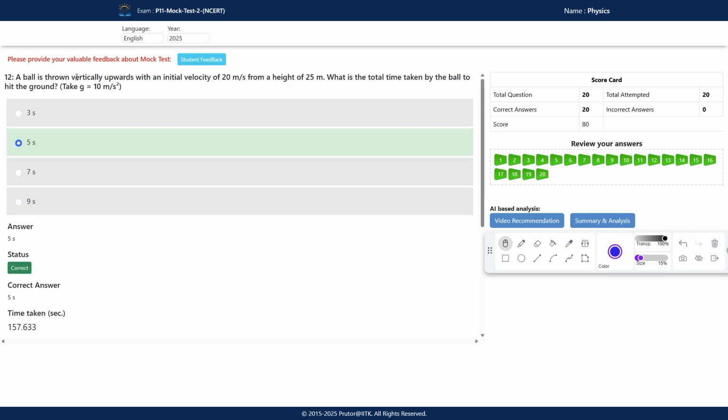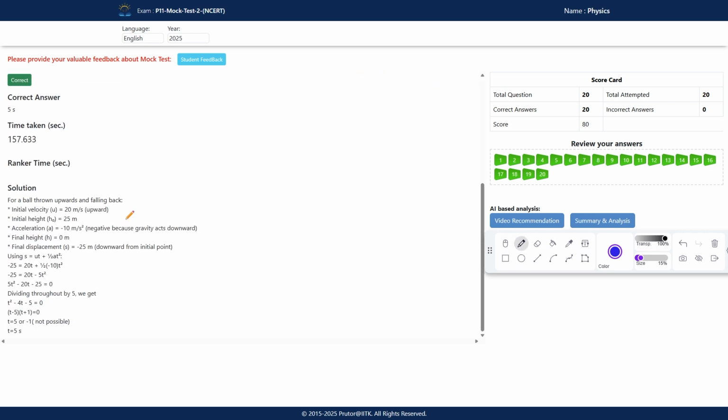Any doubt? A ball is thrown vertically upwards with initial velocity 20 meter per second from a height of 25 meter. What is the total time taken by the ball to hit the ground? In this question, we have to find out the total time taken. Initial velocity 20 meter per second, initial height 25 meter, acceleration minus 10 meter per second square, negative because gravity acts downward, final displacement minus 25 meter because it is downward from the initial point. Just substitute the values in the equation of motion, s is equal to ut plus half at square. You will get minus 25 equal to 20t plus half into minus 10 t square.